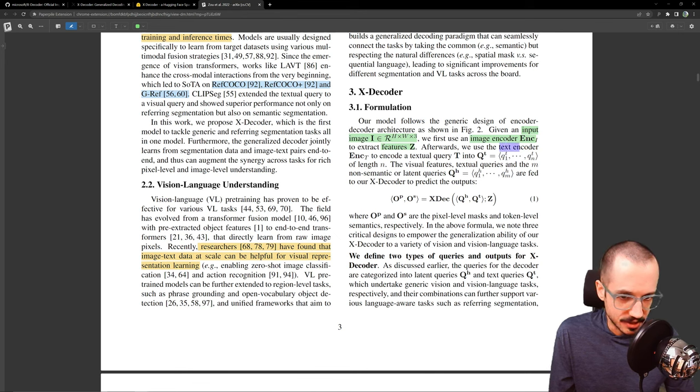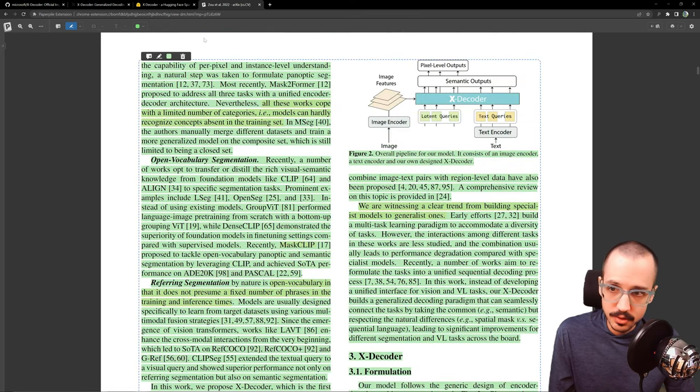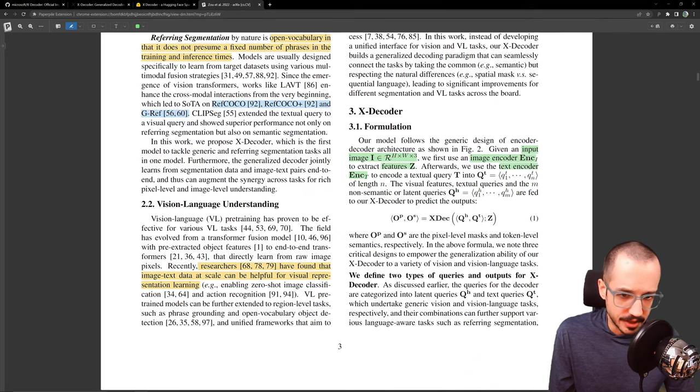Afterwards, we use the text encoder, encoder T, so they have encoder image and then encoder text, to encode a textual query T into QT. Okay, so they take the text that you feed into the text encoder and it outputs a set of text queries, Q1T, Q2T all the way to QNT, where you have N of these, right?